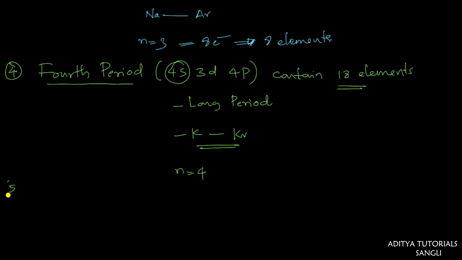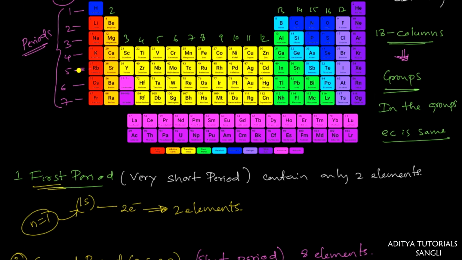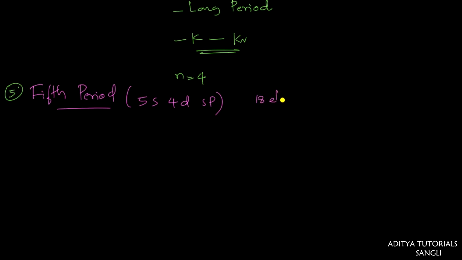Okay, next the fifth one, that is the fifth period. In the fifth period we have the configuration 5s, then 4d, and 5p. Just look at the elements. Here in the fifth shell, in the fifth period, we again have 18 elements. Again I'm going to write here, it contains 18 elements, and along with that this is called a long period. And the principal quantum number is 5, because we have written 5s.